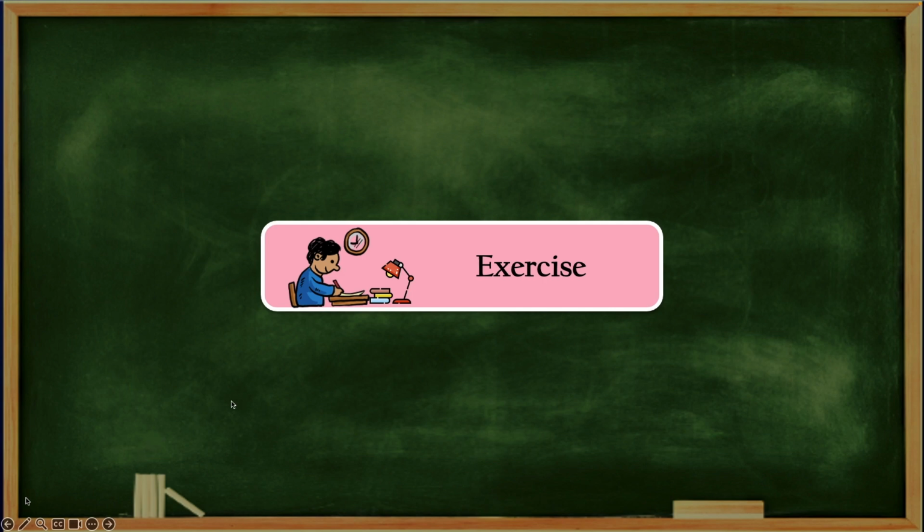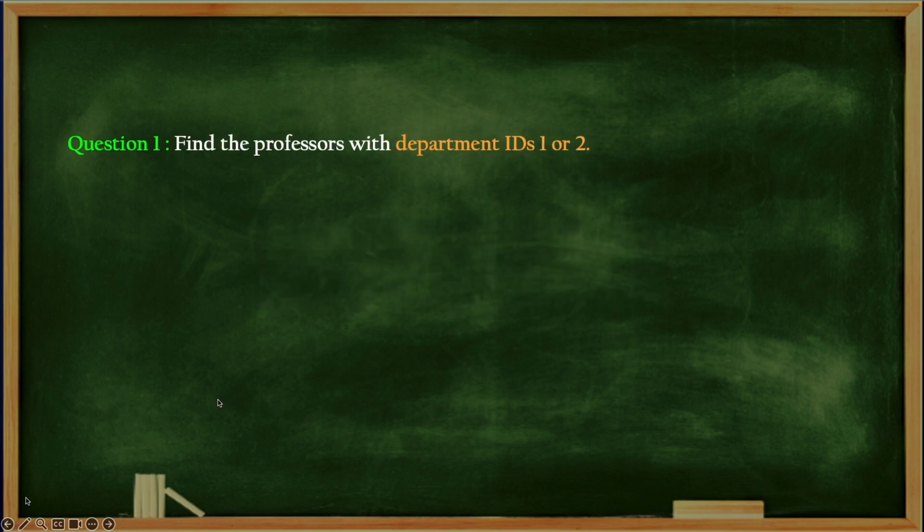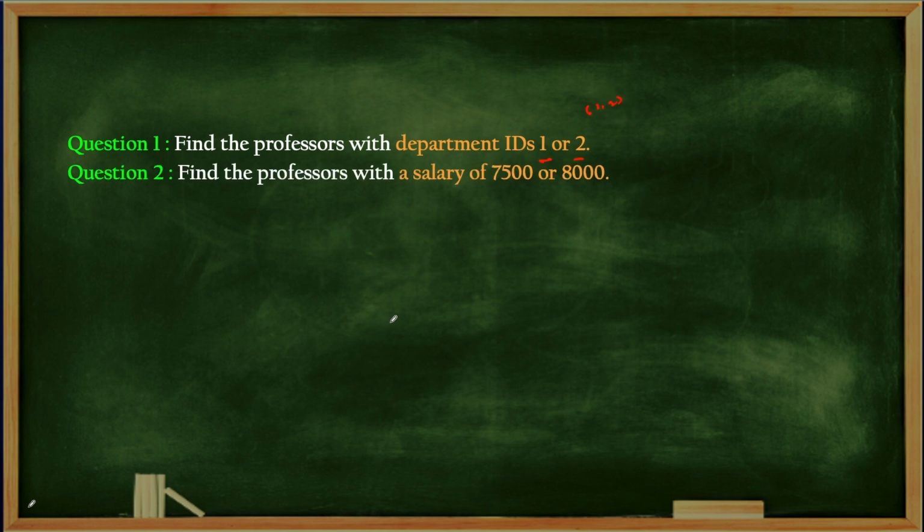This is the IN operator exercise. We're going to find professors with department IDs 1 or 2, and we're going to use the IN operator. We're just going to provide the list 1, 2. After that, we're going to find the professors with the salary 7,500 and 8,000.